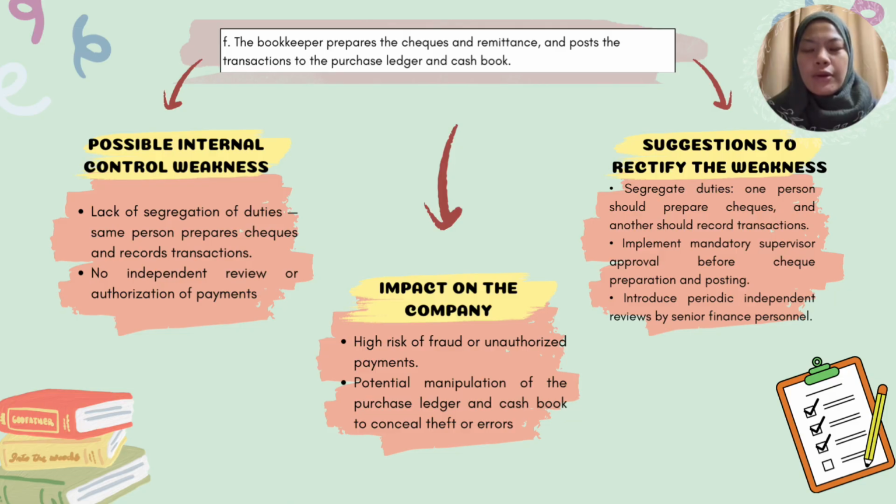So next, for the impact on the company, first is a high risk of fraud and unauthorized payments. Next is potential manipulation of the purchase ledger and cash book to conceal theft and errors. Lastly, suggestions to rectify the weakness. First, segregate the duties. One person should prepare the checks and another should record the transaction. Second, implement mandatory supervisor approval before check preparation and posting. Lastly, introduce periodic independent review by senior finance personnel.